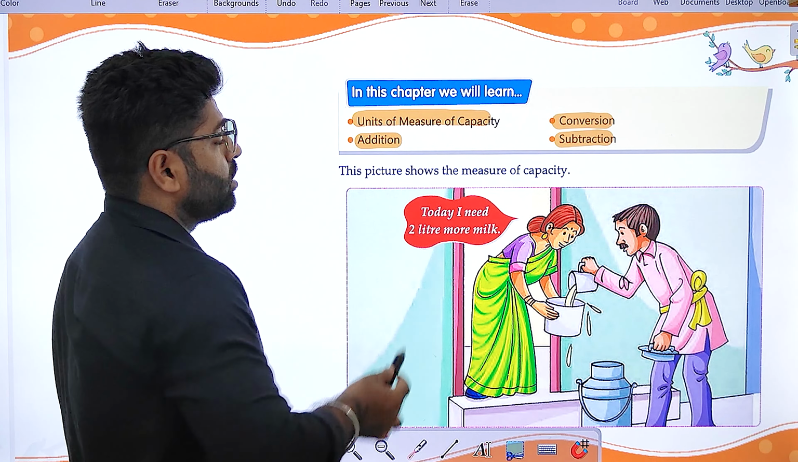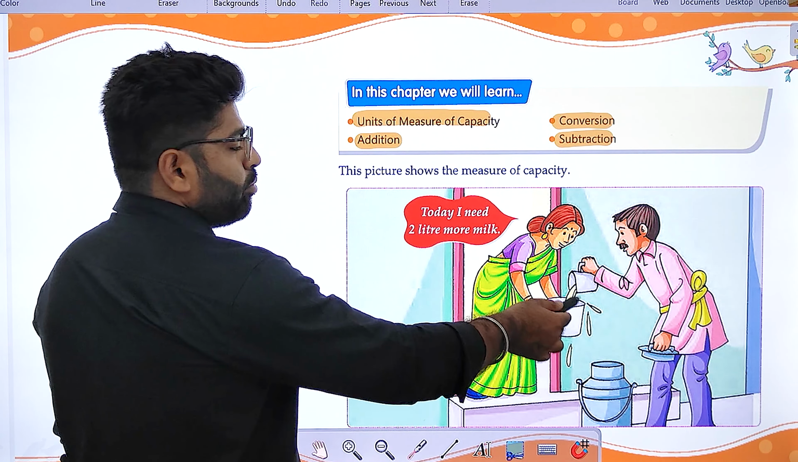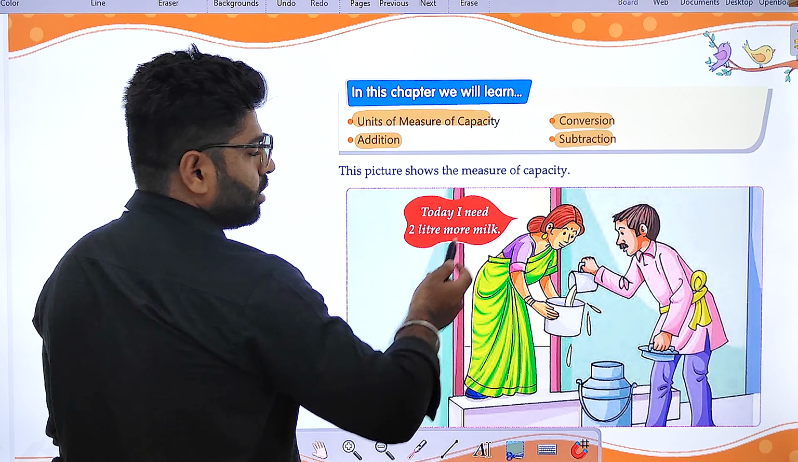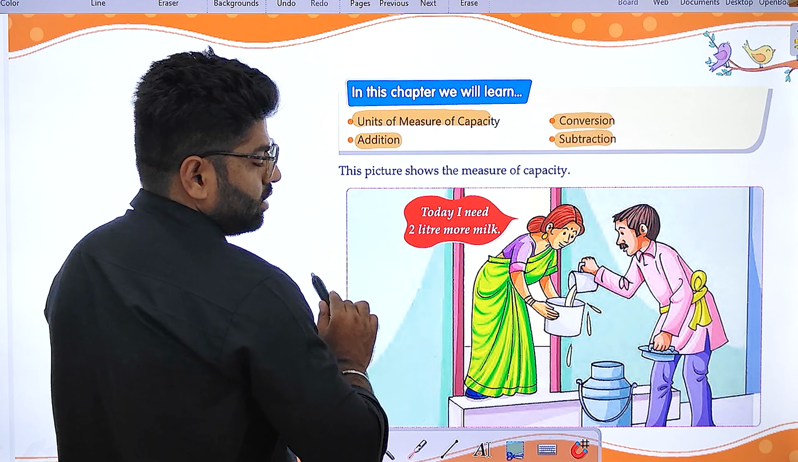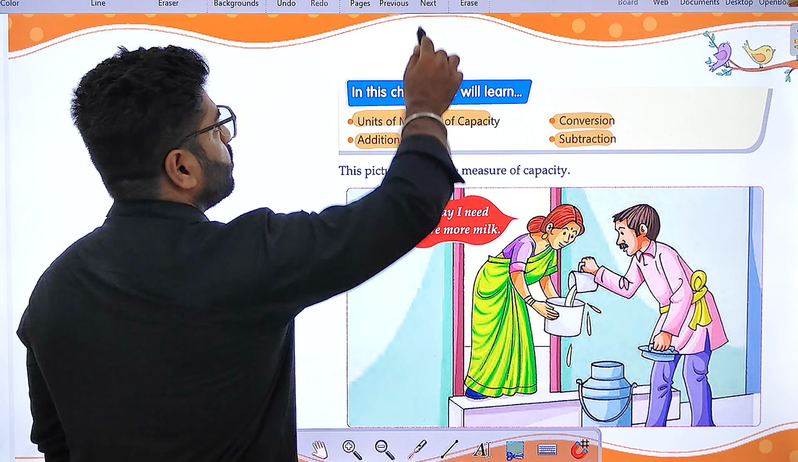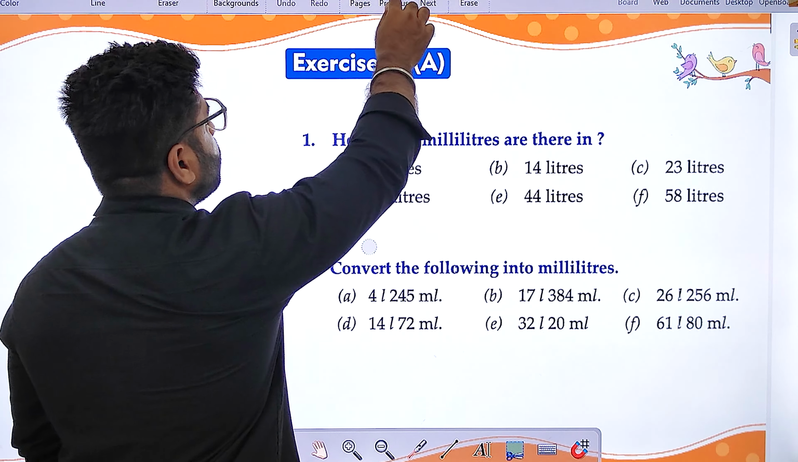Clear? Just like here is a picture, there is a milkman and a lady, and the milkman is giving milk to the lady that is in liters. That is 2 liters of milk. Clear? So now move on to the next topic.